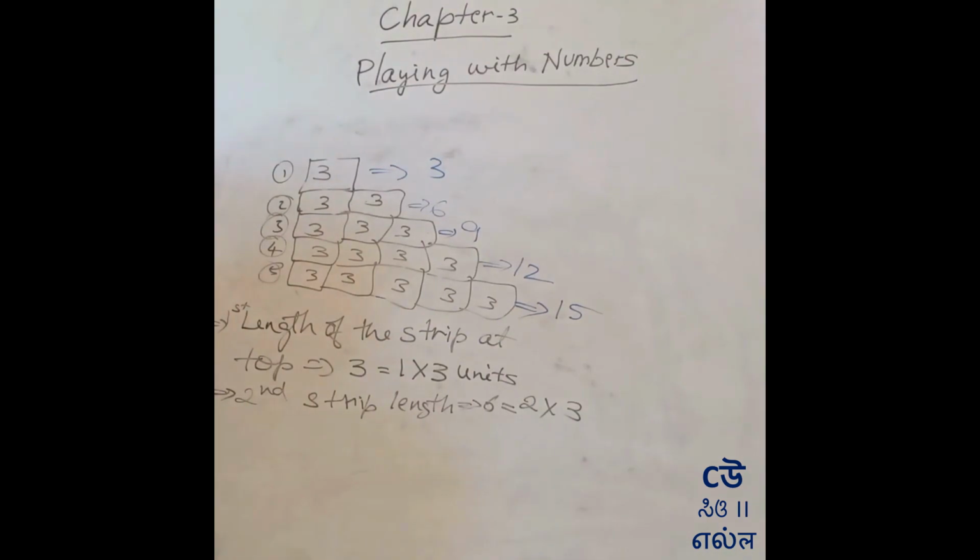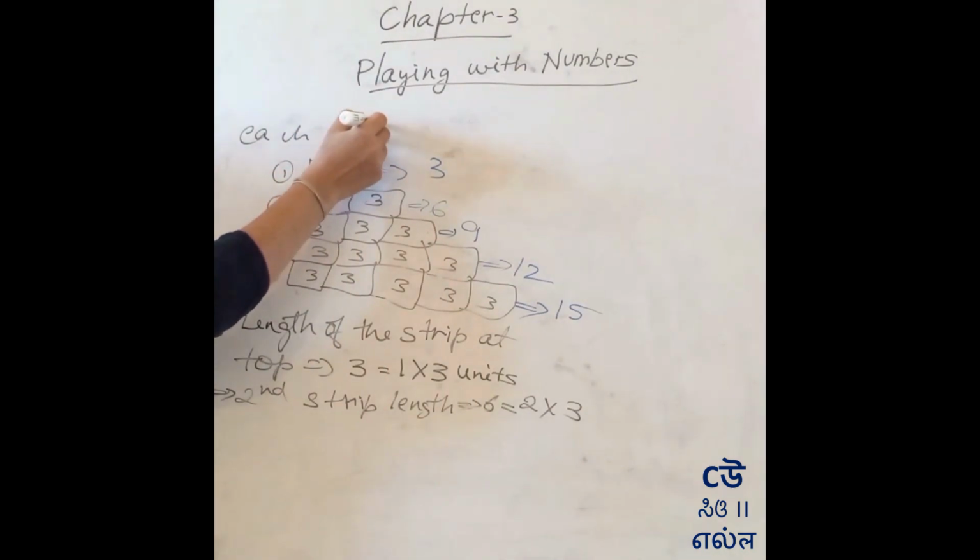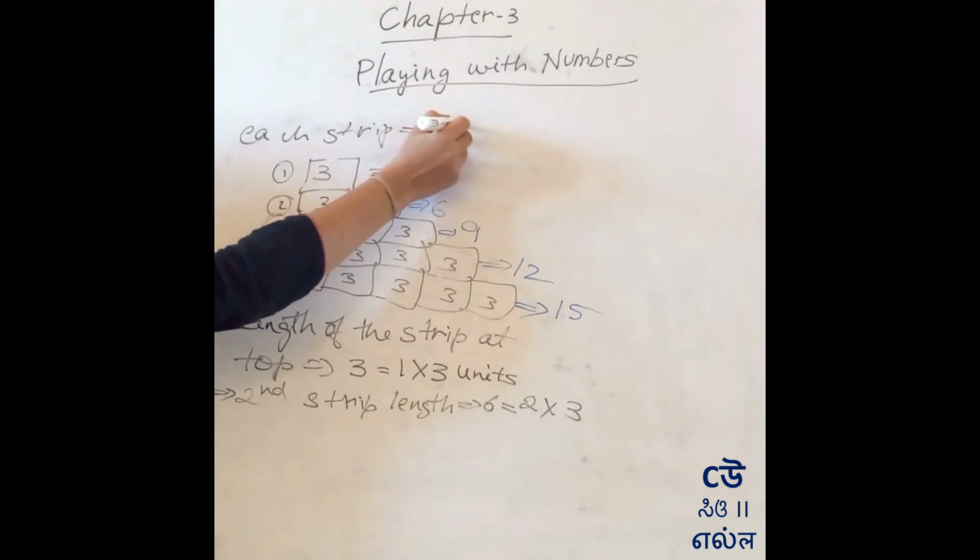The total length is 6. Then how many strips do we have in total? We have 2 strips. Then what is the unit of each strip? Each strip is 3 units. So I have written 3. So each strip is 3 units. Okay.